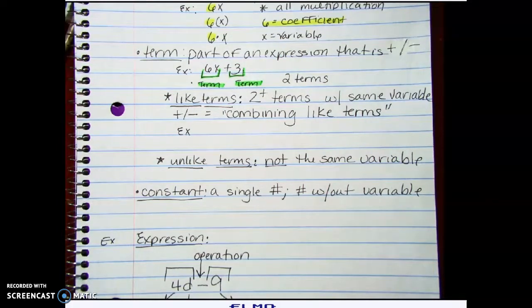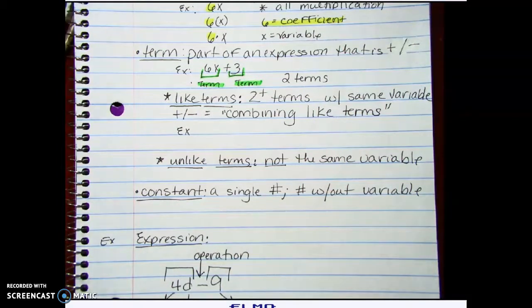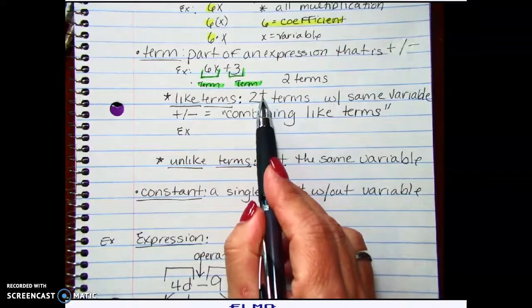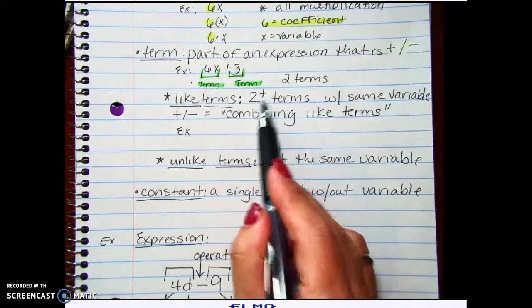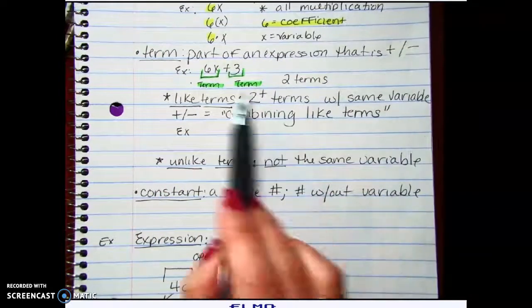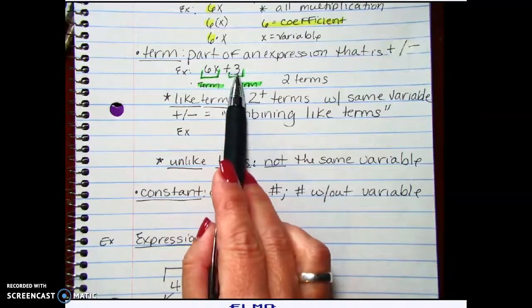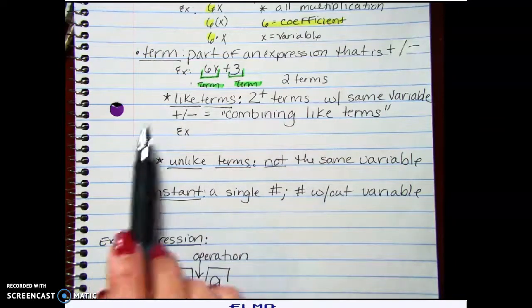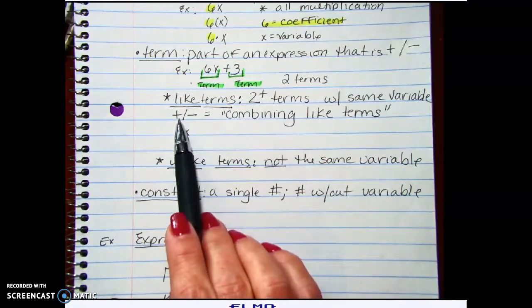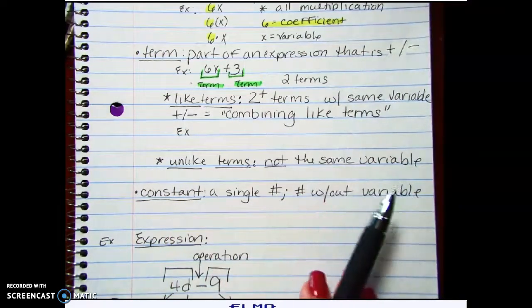Okay, now within terms, we have like and unlike terms. So let's start with our like terms. 2 or more, that plus sign symbolizes more. 2 or more terms, okay, so 2 or more of these with the same variable. So this one has a variable, this one does not, so they are not like terms. Well, guess what? When we have like terms, we can add or subtract them, and we call that combining like terms. So let's take a look at how that works.